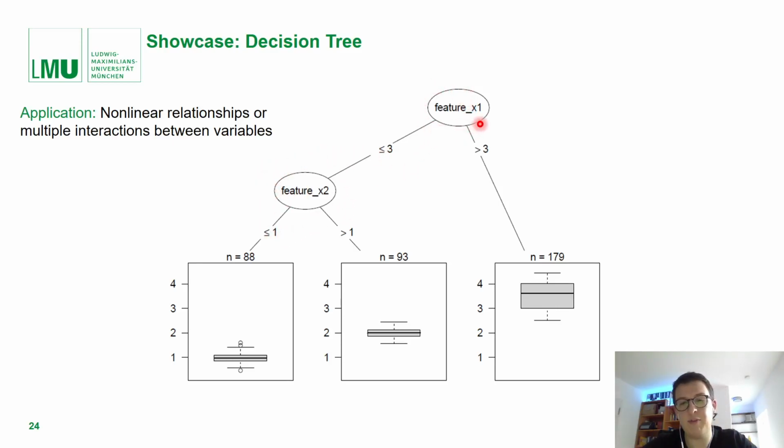So here you split up, for example, your feature x1, independent variable x1, into values smaller or equal to 3 and larger than 3. And then you split again. This is what you call the tree. And in the end, you estimate a model that predicts your outcome variable.